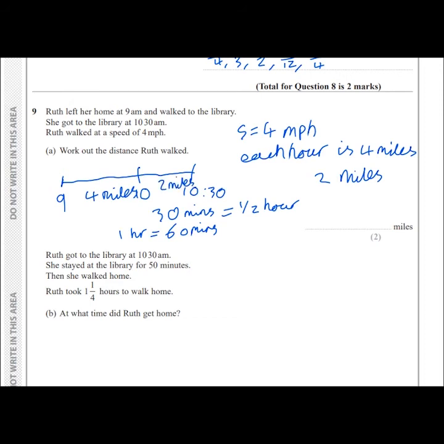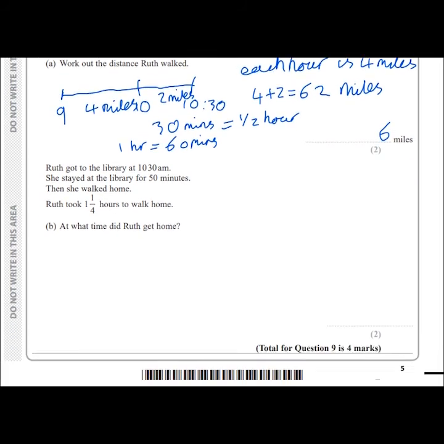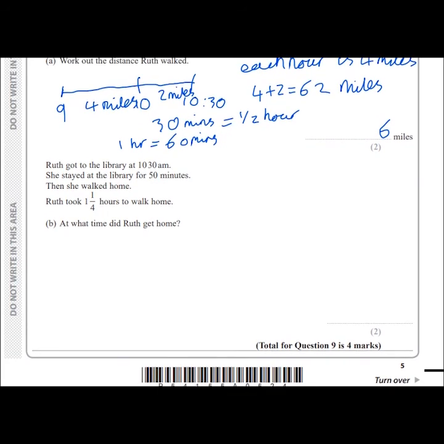And now we just need to simply add it together. Between 9 and 10 o'clock, she walked 4 miles. And between 10 and 10:30, she walked another 2. So she walked 6 miles. That's a big old slog to the library. Fair play on her. So 6 miles she walked. Right. Now on to part B.